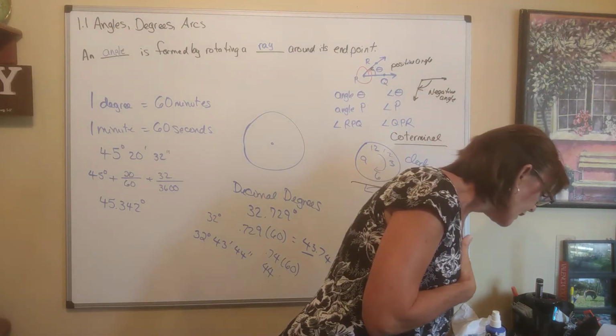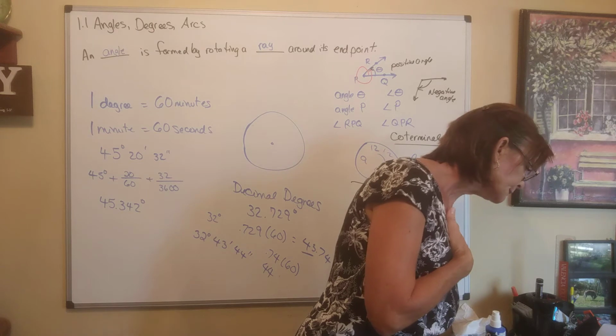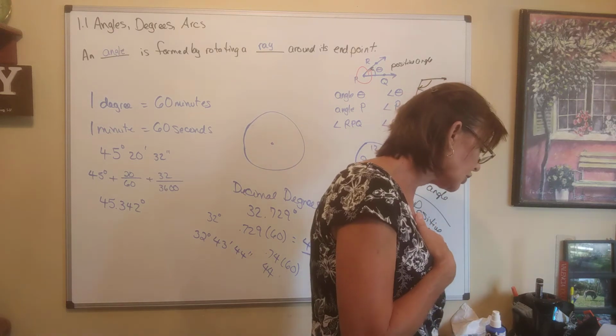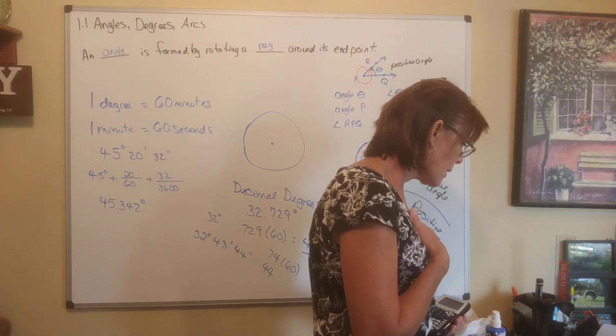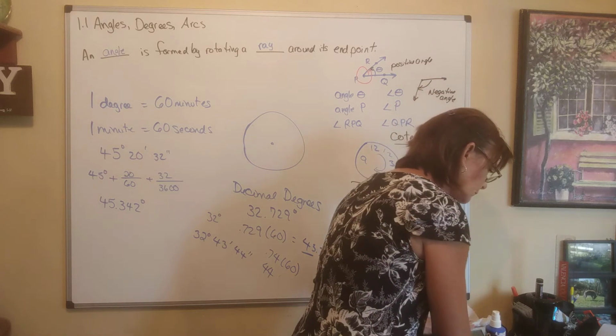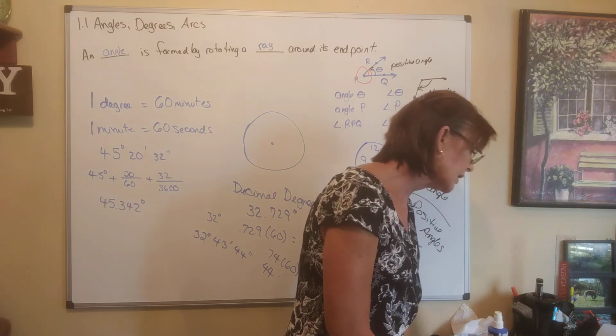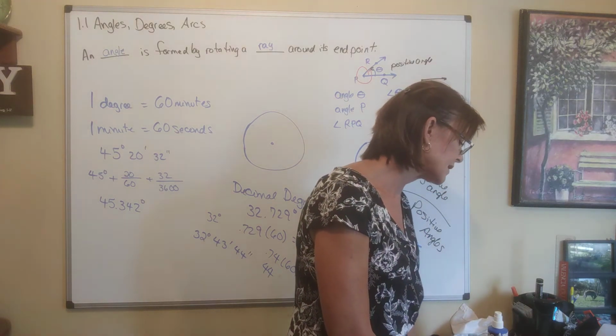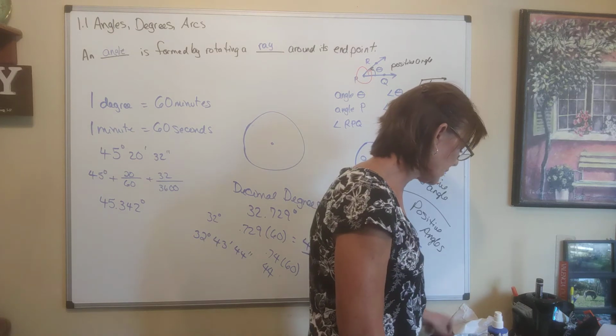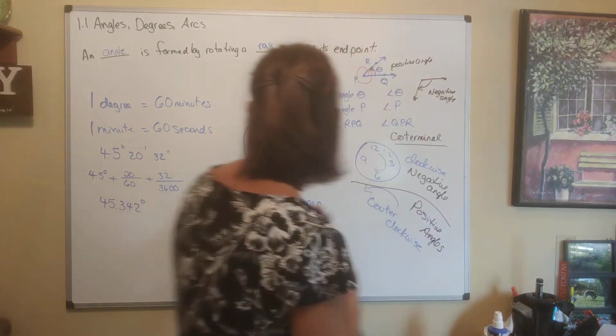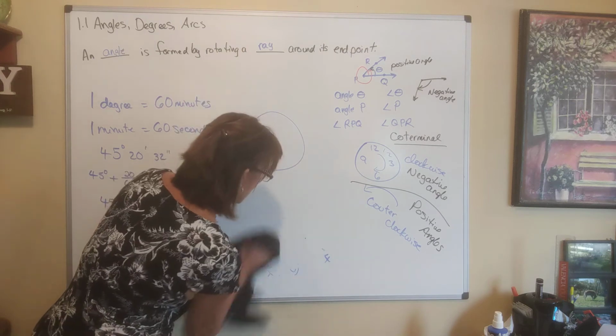So now we're going to practice converting. Let us do number 1. It says convert decimal degrees to 3 decimal places. So let's do that. Number 1.